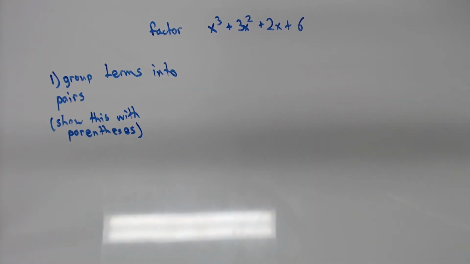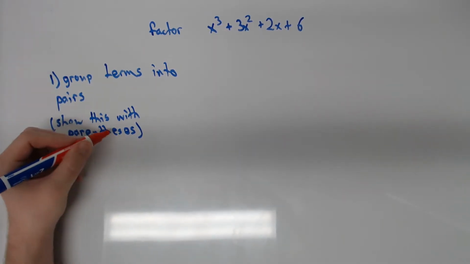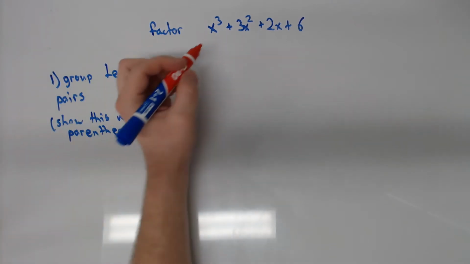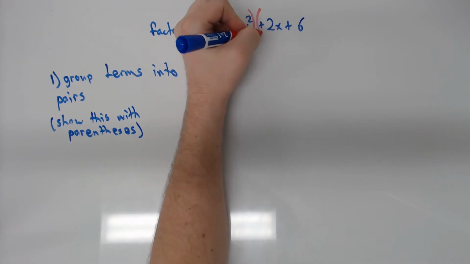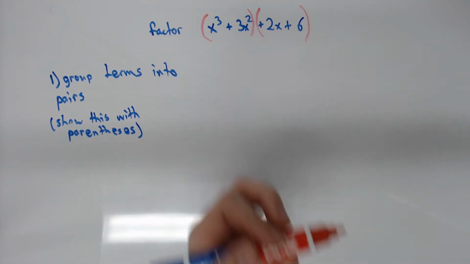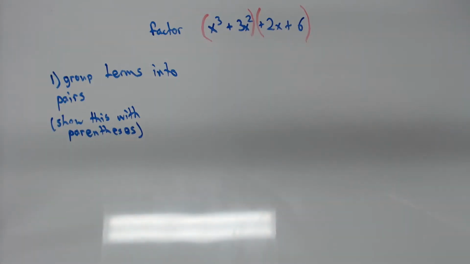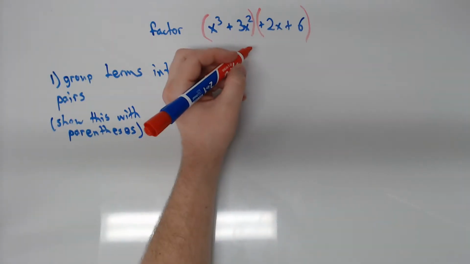Factoring by grouping has 3 basic steps. Step 1 is to group terms into pairs, hence factoring by grouping. What we mean by show this with parentheses is I'm going to take the first 2 terms and the second 2 terms. Notice I include the plus sign. Sometimes there'll be a minus sign there, and it's also important to include that. So I grouped terms into pairs.